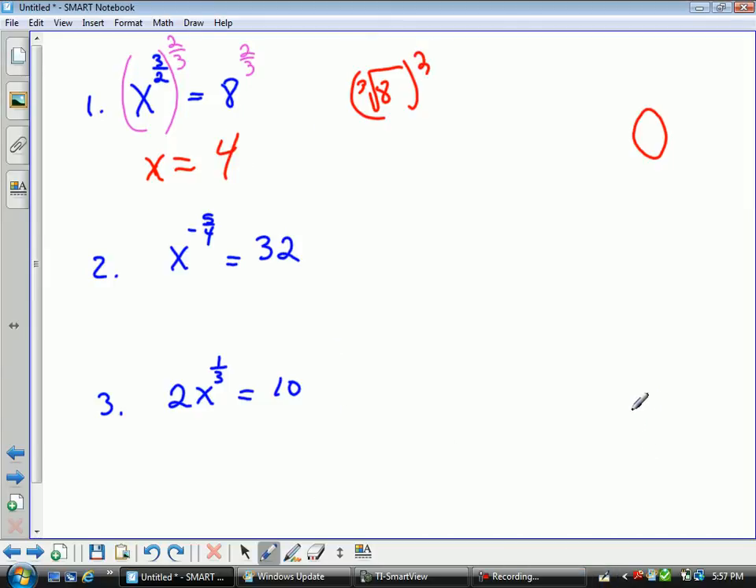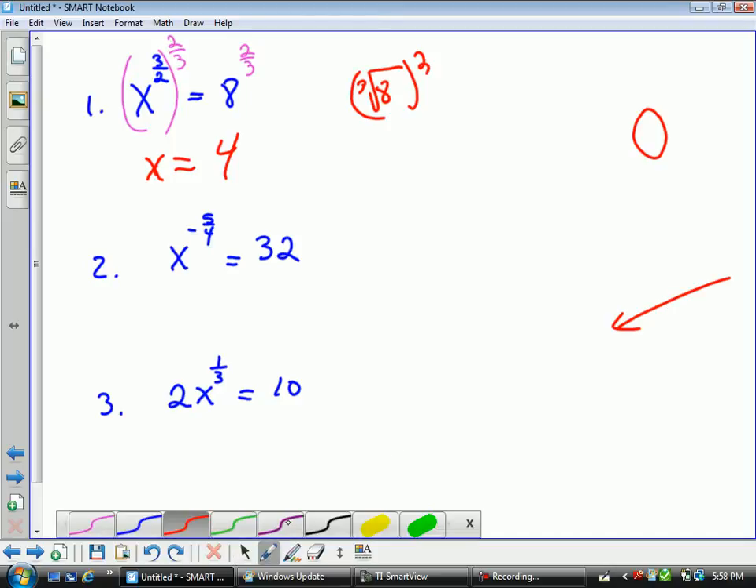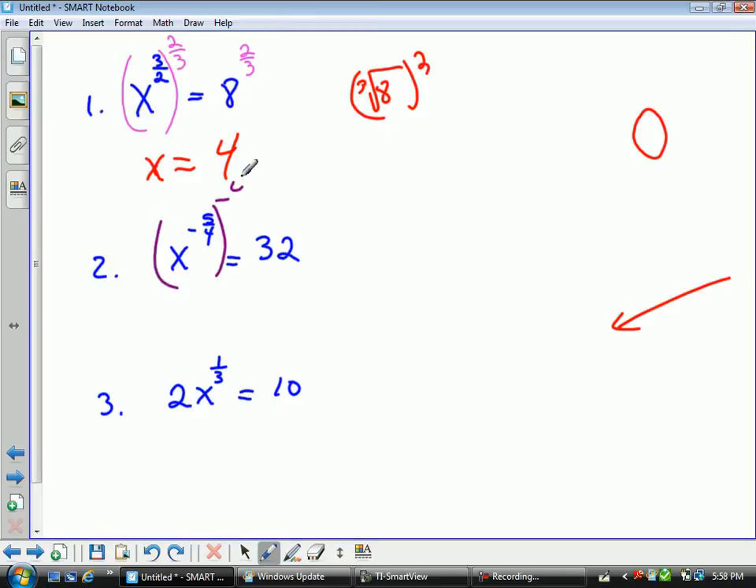Okay, for number 2, to get x by itself, we have to raise both sides to the reciprocal power. When you see the power right there, negative 5 over 4, think of keeping its sign and flipping it, or what we just say is the reciprocal. So I want to take the reciprocal on both sides here. I get negative 4 over 5. Raise the other side to the negative 4 over 5. When you do this on the left side, it just simply becomes x.